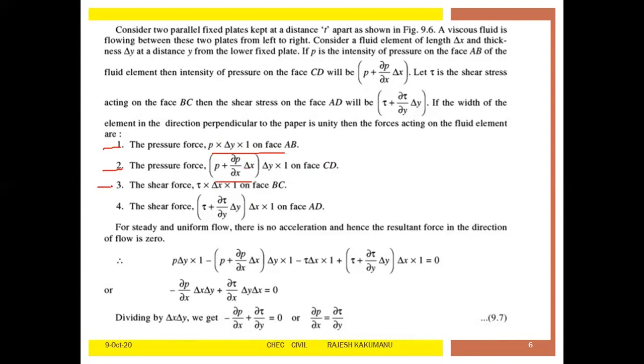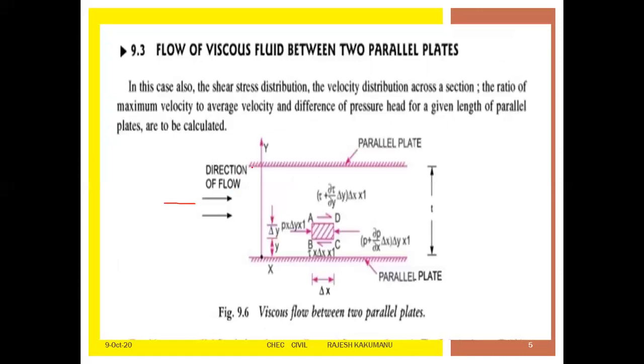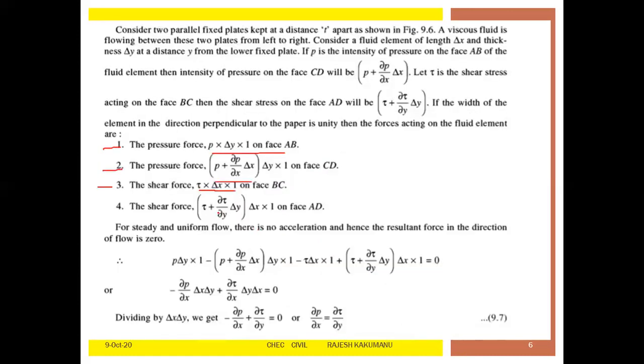Next, the shear force on BC is tau into delta x into 1. So see here the shear force on BC, that is this BC, the shear force is tau into delta x into 1. Next, the shear force at this point is tau plus dou tau by dou y into delta y, delta x into 1, that is for face AD.